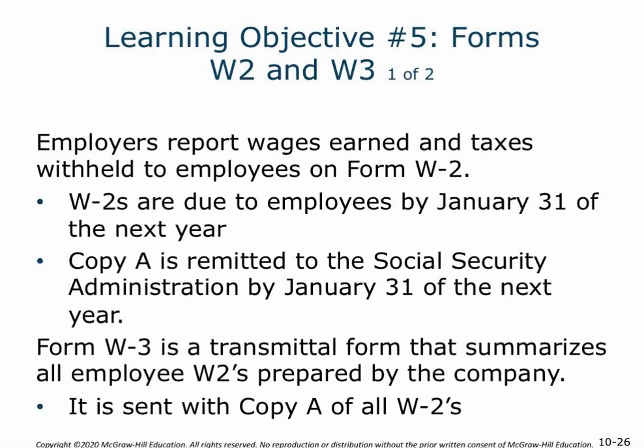Learning objective 5, forms W-2 and W-3. So W-2s are going to be the summary of an individual employee's earnings and wages, and are going to be due to those employees by January 31st of the following year. So for tax year 2019, those were due January 31st of 2020. And Copy A is going to get remitted to the Social Security Administration by that same time frame. In addition to employers reporting the wages of each individual employee, they also will file a Form W-3 as a transmittal form that's going to summarize all employees' W-2s prepared by that company, and they're going to send it with Copy A of all W-2s.